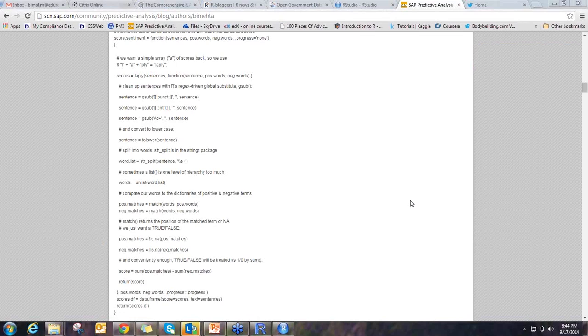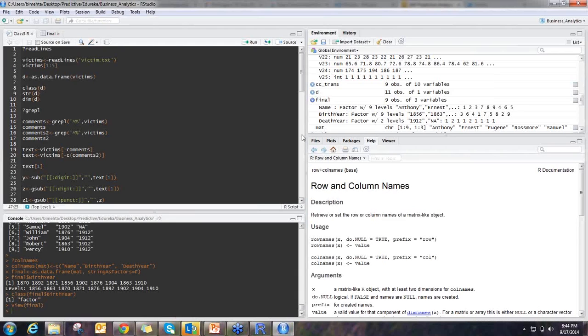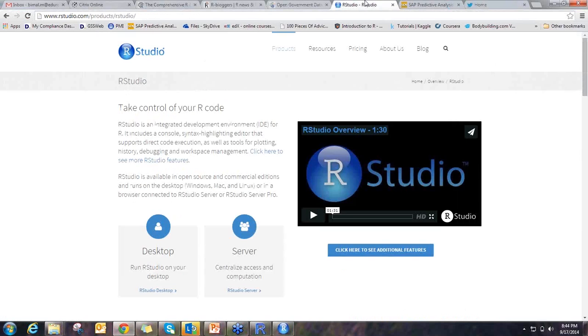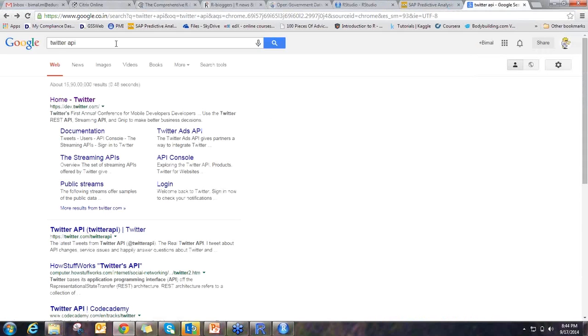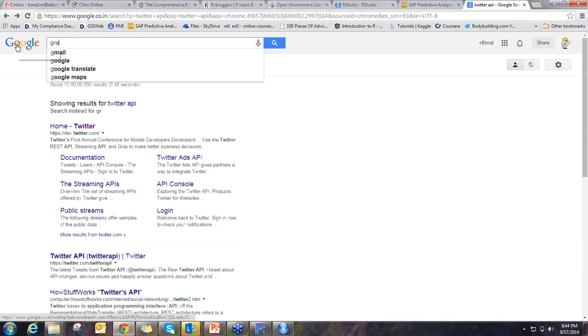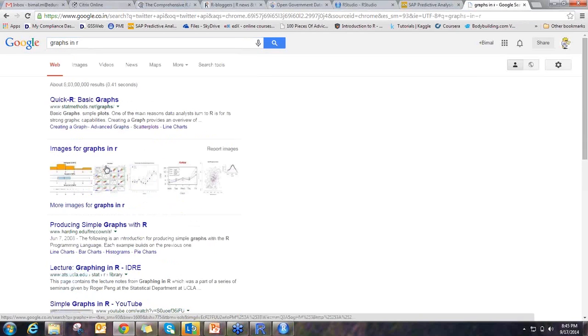As I said, R is quite extensive and vast. This is just a glimpse of what you can do. There are lots and lots of things you can explore in R. If you want to learn something in R, you just Google about it. Let's say you want graphs in R. Just Google it and you will see what kind of graphs you can plot in R. Everything will come up, thousands of things.